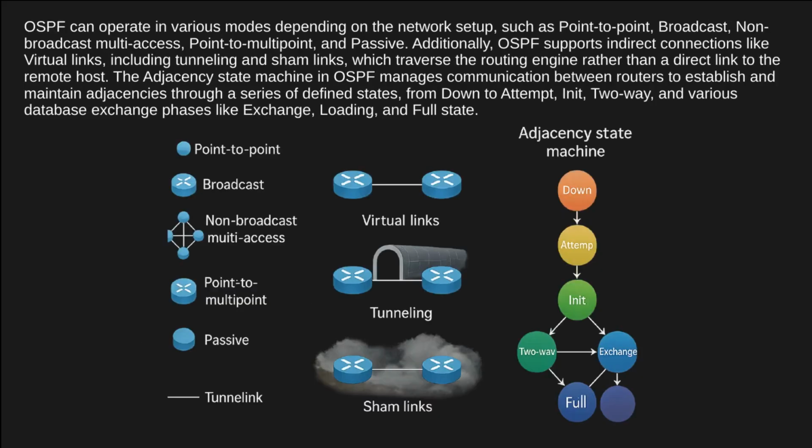OSPF can operate in various modes depending on the network setup, such as point-to-point, broadcast, non-broadcast multi-access, point-to-multipoint, and passive. Additionally, OSPF supports indirect connections like virtual links, including tunneling and sham links, which traverse the routing engine rather than a direct link to the remote host. The adjacency state machine in OSPF manages communication between routers to establish and maintain adjacencies through a series of defined states, from down to attempt, init, two-way, and various database exchange phases like exchange, loading, and full state.